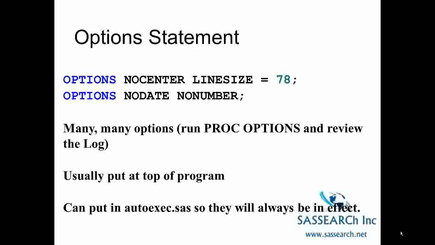The first option statement tells SAS not to center the output and to use a line size of 78 characters. The second option statement tells SAS to not place the date or page number on the top of the output page. If you have options that you would like to always start with, then you can put them in a special file called AutoExec.SAS so that they will always be in effect. SAS will automatically run this file when SAS is started, so you don't need to add these options to all of your programs.